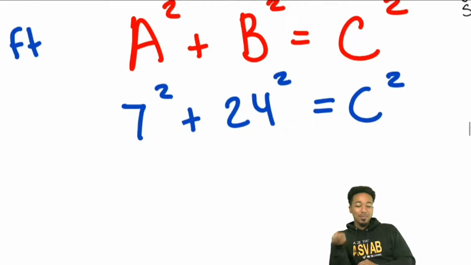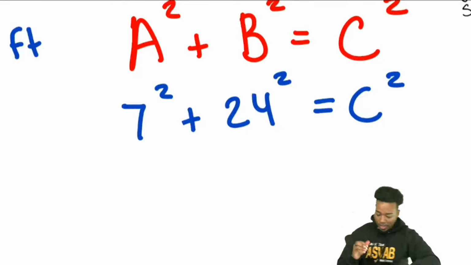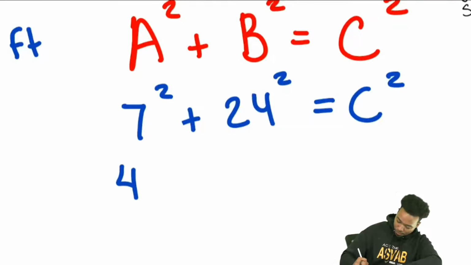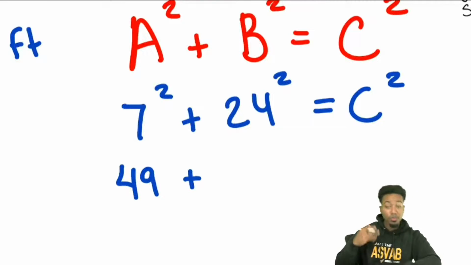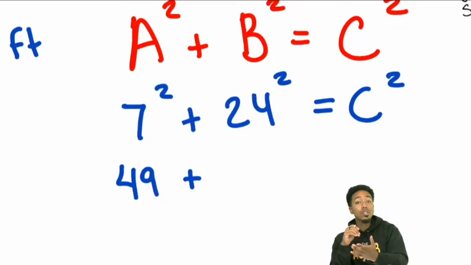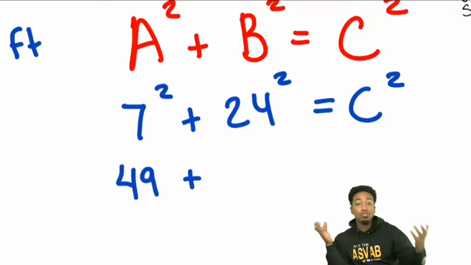7 squared. Everybody hit me. What's 7 squared? 49, right? What does squared mean again as a reminder? Squared means take that number, multiply it by itself. 7 squared, that's 7 times 7. That's how we get 49. Then 24 squared. That means 24 by 24. Everybody here should know that at the top of their head.